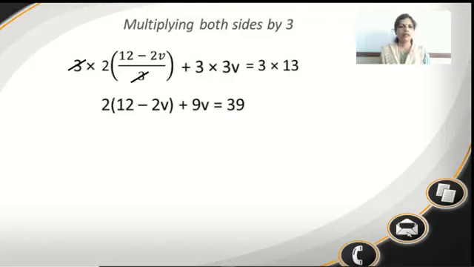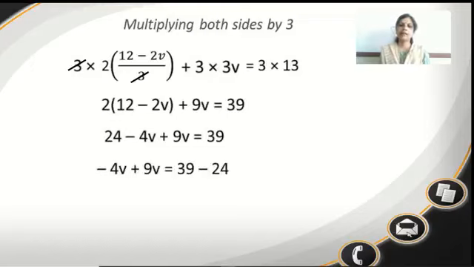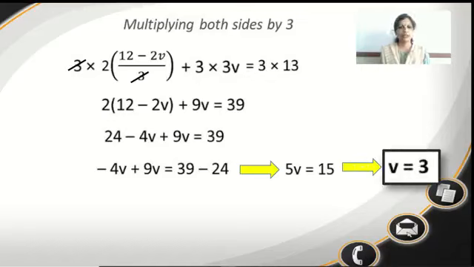And let's solve this. So 24 minus 4v plus 9v is equal to 39. Then minus 4v plus 9v is equal to 39 minus 24. And this is now simple solving. So we get 5v is equal to 15. And that will give us the value of v, which is 3.